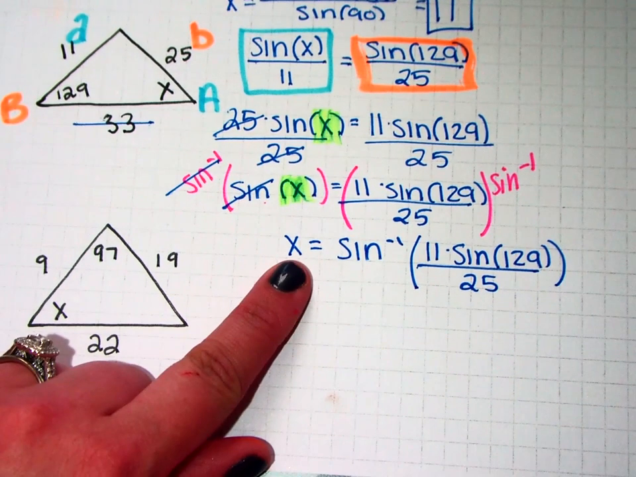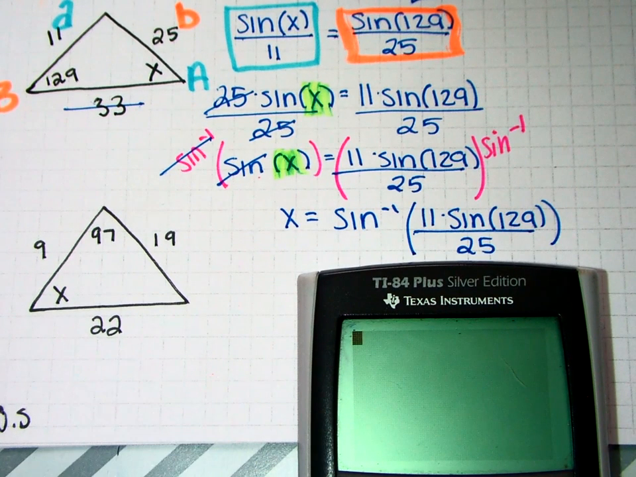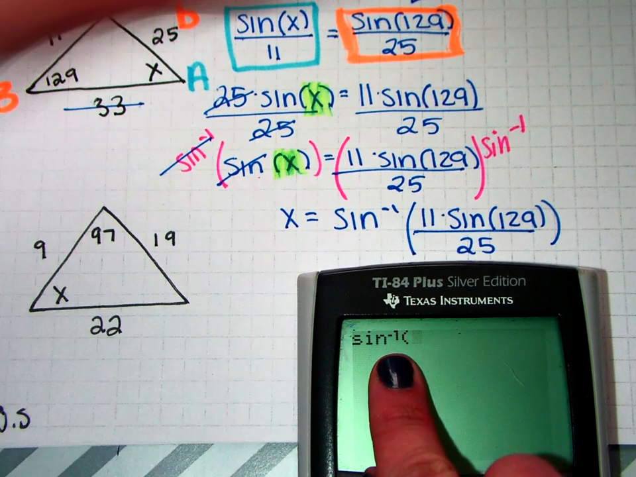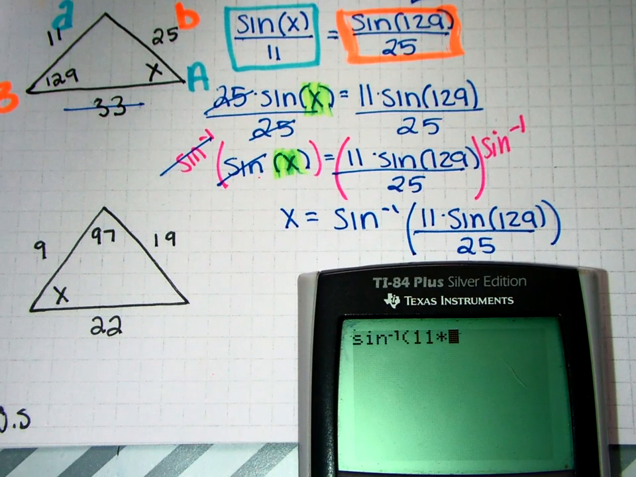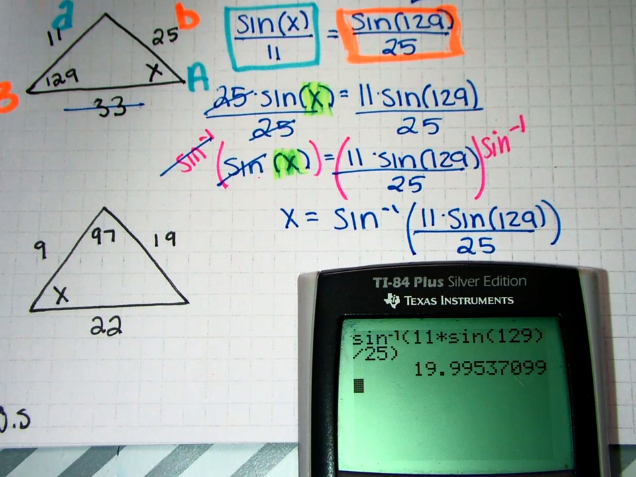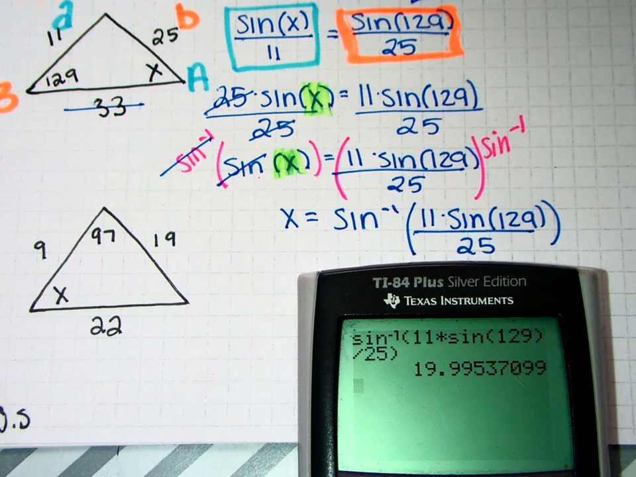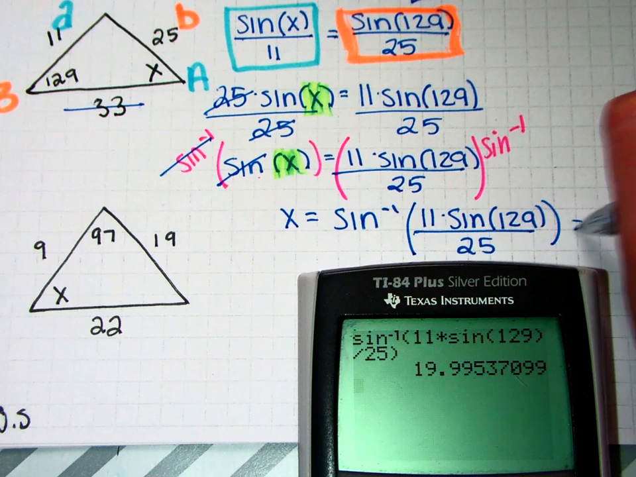My X value is not isolated, so I'm going to type it into my calculator, and it's very, very important that we type this in correctly. So I'm going to press second sine to pull up the negative 1, and I'm going to make sure to put everything in parentheses. I got 11 times sine of 129, closing parentheses, divided by 25, and we're going to close those open parentheses that we started with. Since we're finding an angle, we're going to round to the nearest whole number. So this 9 bumps up to a 10, bumping 19 up to 20.